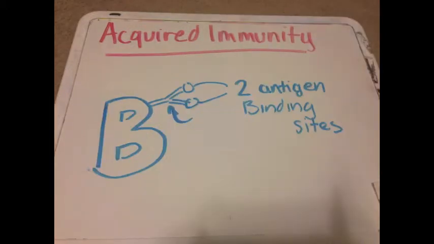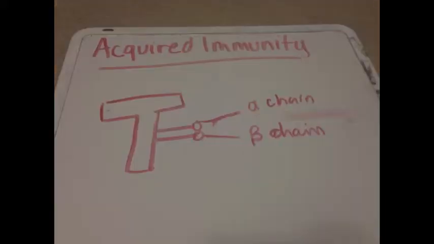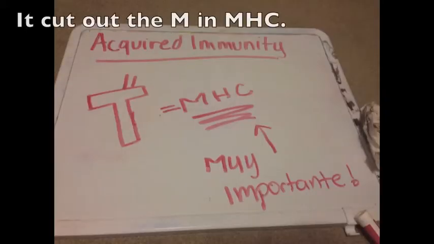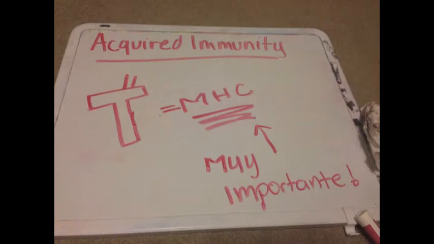On the B lymphocytes, the receptor is Y-shaped, having 2 antigen binding sites on it. The T cell receptors have an alpha chain and a beta chain. These chains recognize class II MHC on the surface of cells that present the antigen. MHC is very important to the T cell, and the T cell and MHC are very important to the proper use of the immune system.